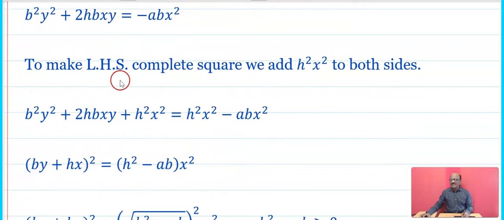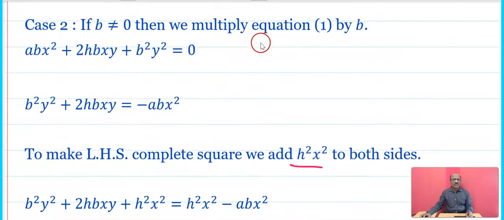To make the LHS a complete square, we have to add h²x², to have a perfect square. Now what will be the second term? To find out the second term, we divide the middle term by 2 and by by, then you will get hx. And from this, again you can get the second term. Then how to find out that second term?